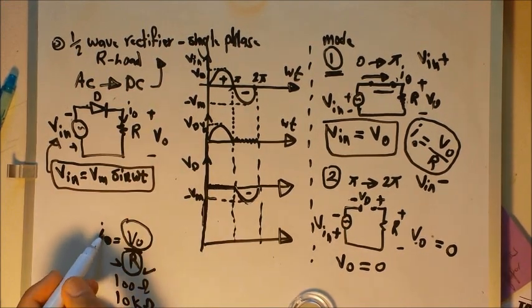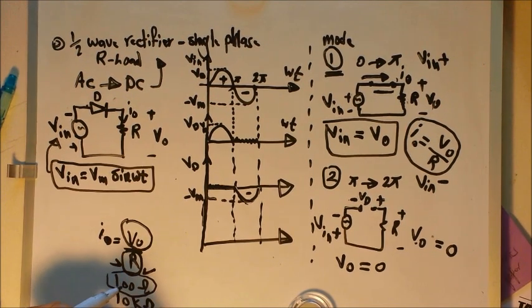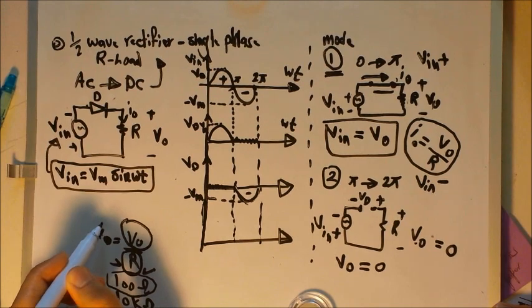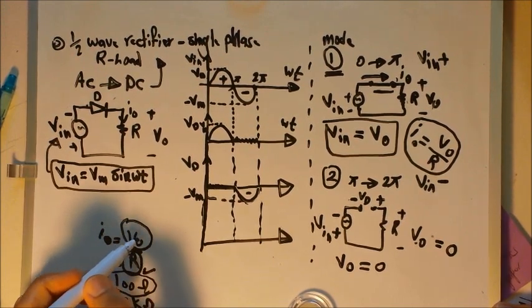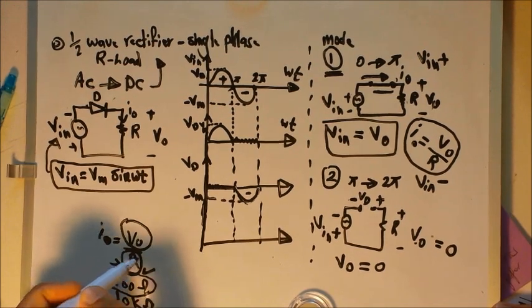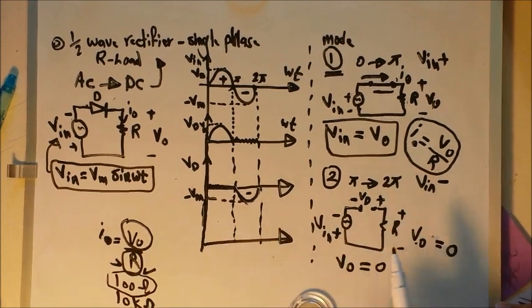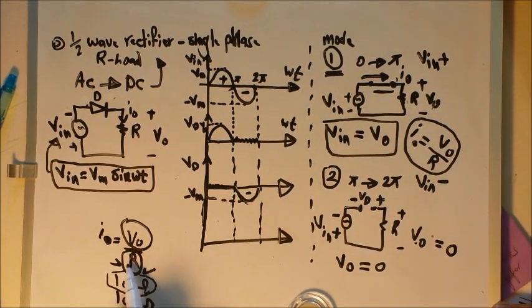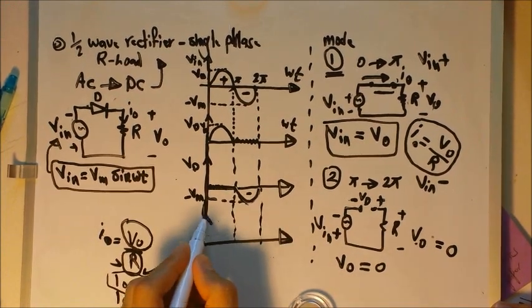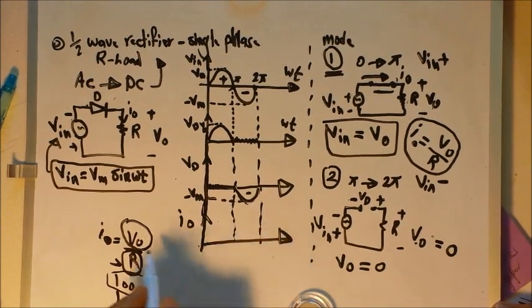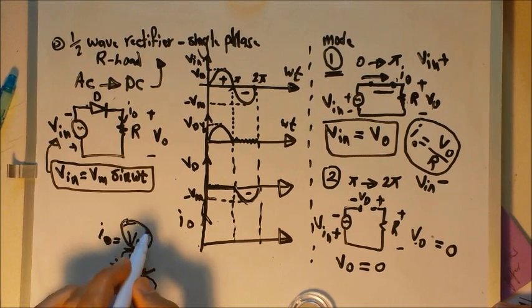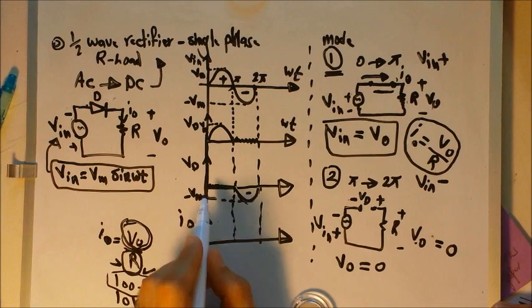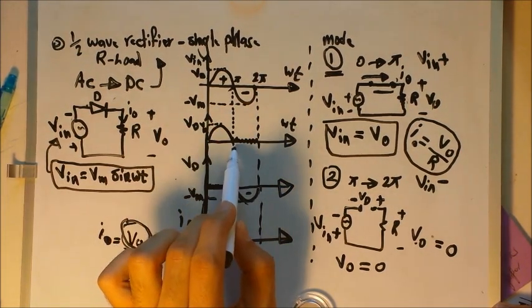Let's suppose that the resistor is, for example, 100 ohm or 10 kilo ohm. This depends on the application. So what I mean here is that the output current equals the output voltage divided by the resistance. So in the first half cycle, there is current equal to the output voltage divided by the resistance. This is I output, the same as V output but divided by resistance.